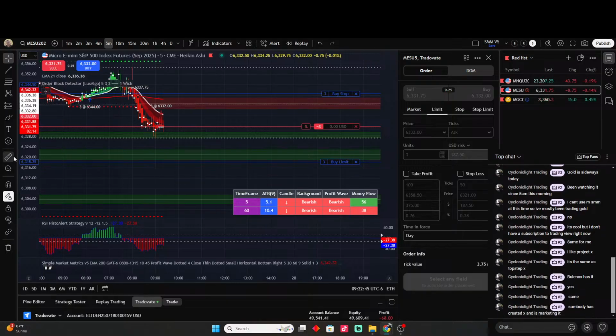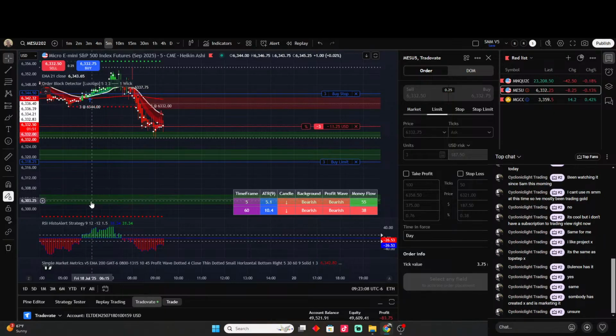Okay, we're just hovering at entry on the ES short. Somebody has created X and is marketing it. I do see it available. I was looking at TickTick the other day on some of their direct-to-funding accounts, and Project X was an option. Maybe I'll look at it. I want to research it. I actually like the idea.